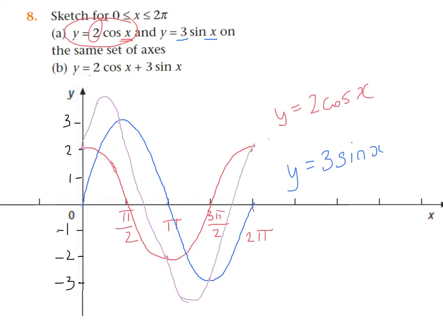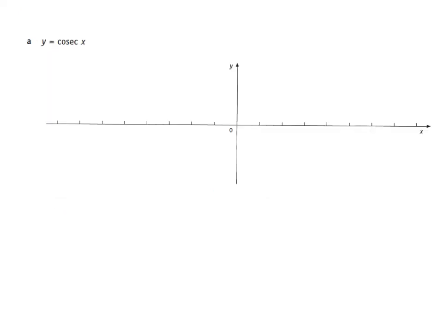There you go. So our purple line is y equals 2 cos x plus 3 sine x, just by getting our cheat points by adding together the y values of each of our two separate graphs as you go along, and then connecting the dots.